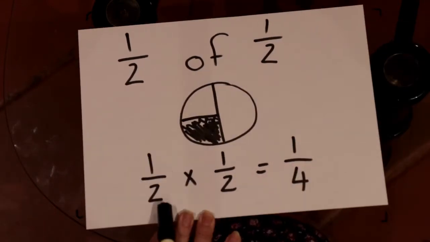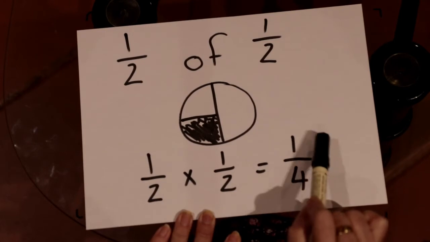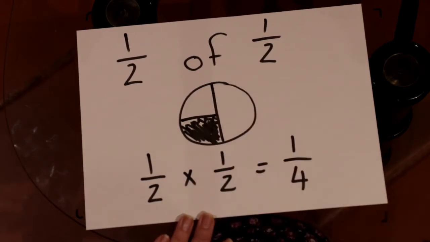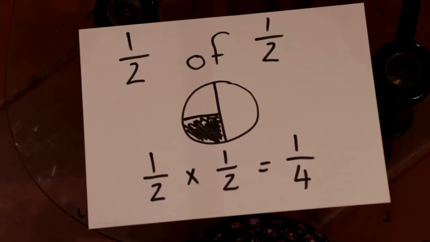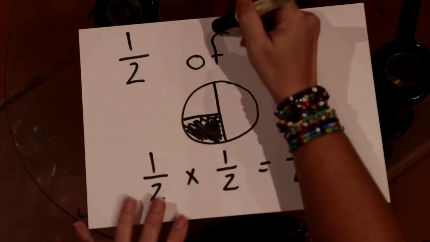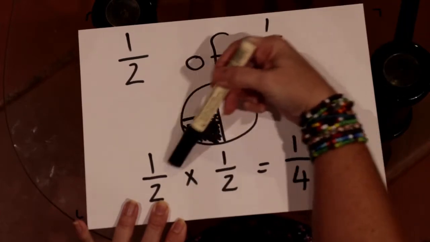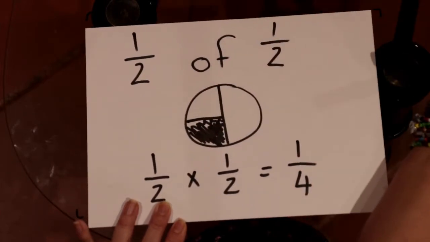And then if I times a half by a half, 1 times 1 is 1, 2 times 2 is 4, and I get exactly the same answer. Now, whenever you see an "of" when working with fractions, you're going to replace it with a multiplication sign.